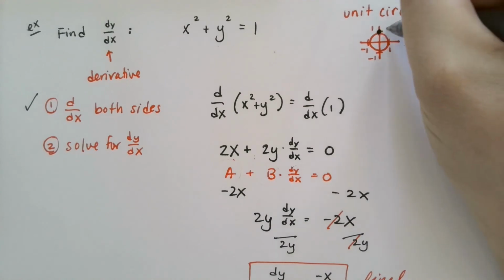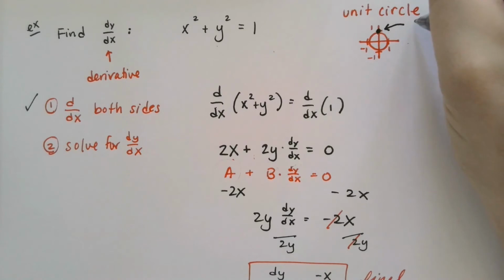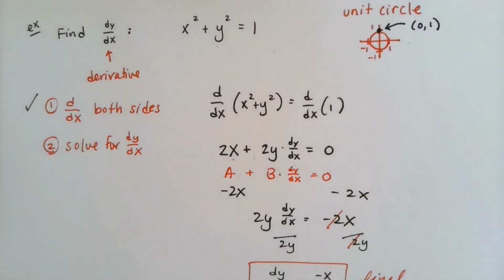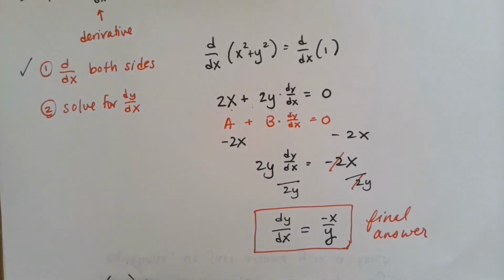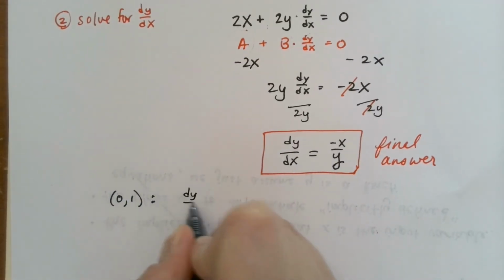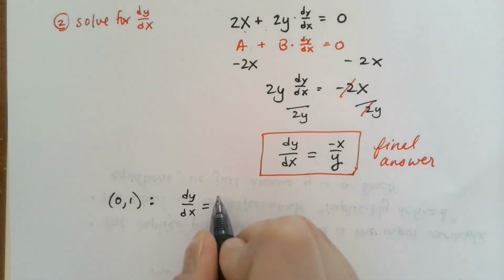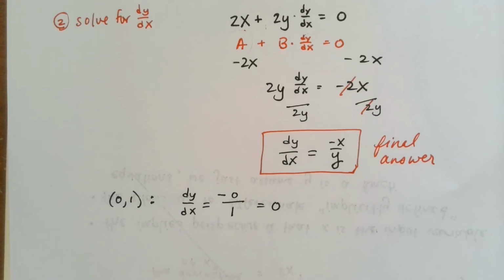So this is the unit circle. Right at the very top, that point would be (0, 1). So that means x equals 0 and y equals 1. I can plug those into this formula here. And what I would get is that dy/dx would equal negative x over y. So in this case, that simplifies to 0.